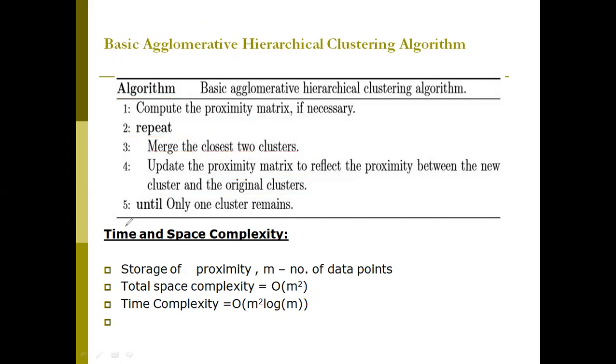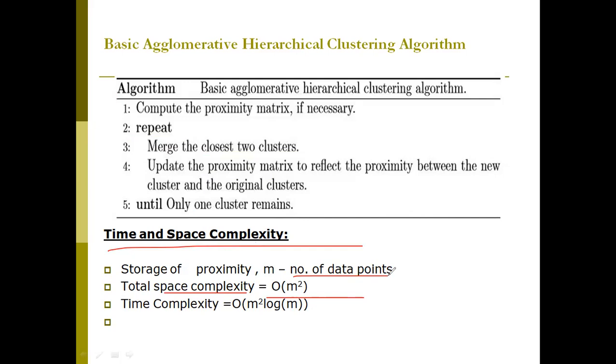Okay. Next, we are going to discuss the time and space complexity of agglomerative hierarchical clustering. Here, the total space complexity is represented by big O of m square. What is the m here? The m is the number of data points.